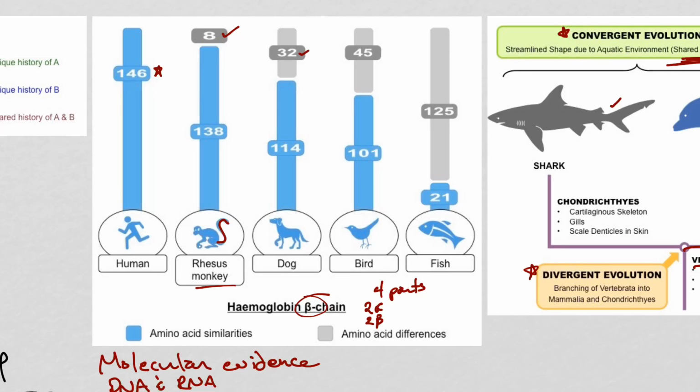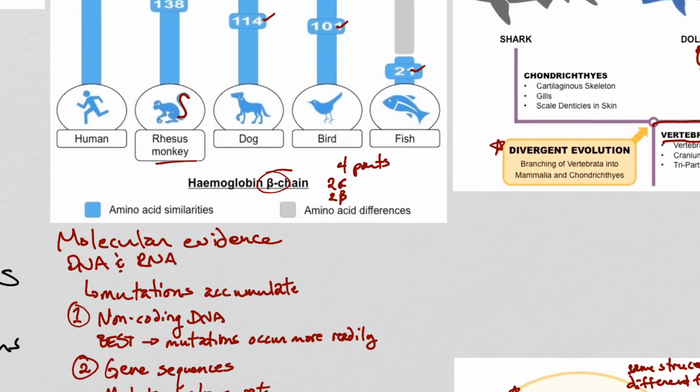In a dog, there's 32 differences. We share 114 amino acids with them in this particular protein chain. Birds, we share 101, have 45 differences. In fish, we only share 21, 125 differences. And so if you were to make a cladogram based on this, you would say that humans and rhesus monkeys are the most closely related.